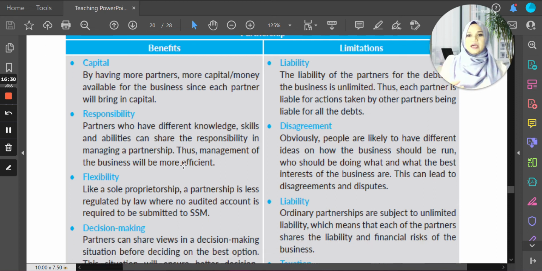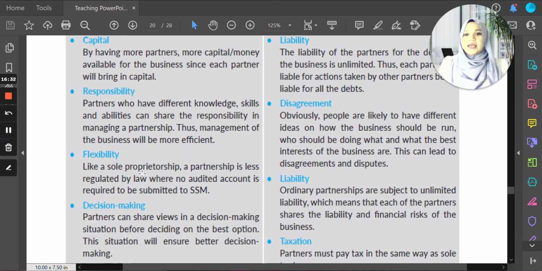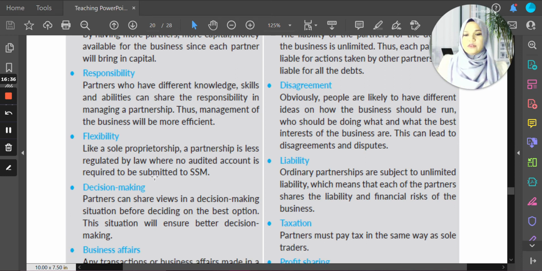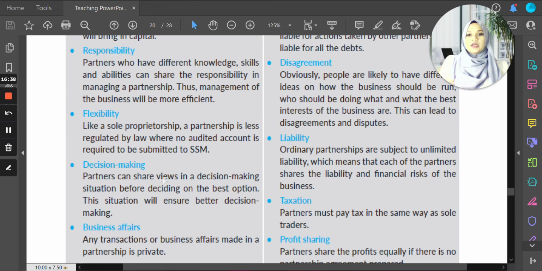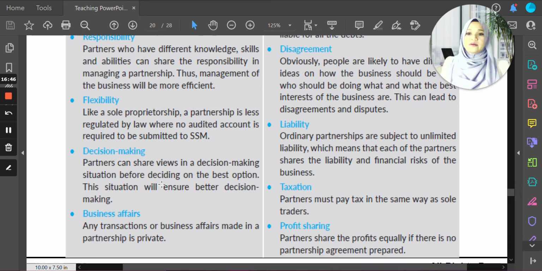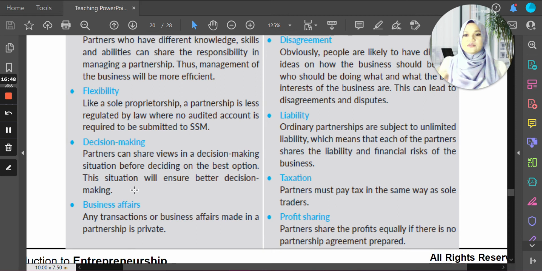Then flexibility: like a sole proprietorship, a partnership is also less regulated by law, right? And when we talk about decision making, it's good in the way that you can share views before deciding the best option. Like I told you, two heads are better than one, right? And when we talk about business affairs, again, they are actually private.